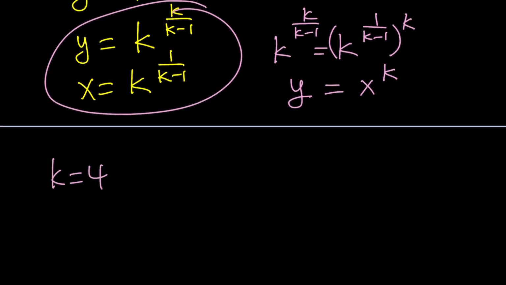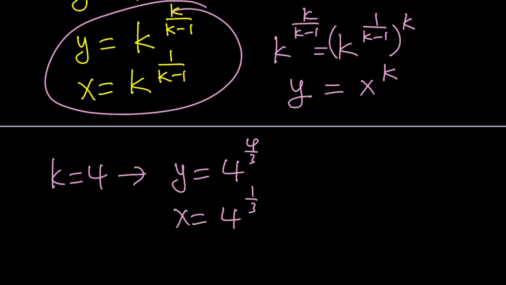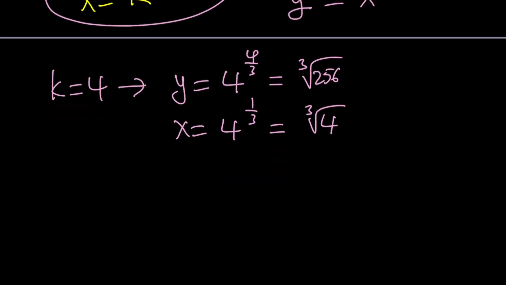If k is equal to 4, then we're going to get y equals 4 to the power 4 over 3, which is 4/3, and x is going to be 4 to the power 1/3. So it looks like this is the cube root of 4 to the 4th power, which is going to be 256. I believe that can be simplified. And this is going to be cube root of 4, because 256, actually, you can also do it with the exponents. 4 to the power 4/3 can be written as 4 to the power 1/3 times 4.